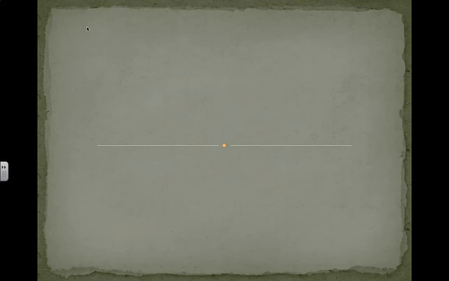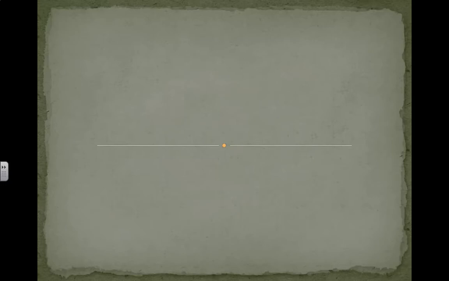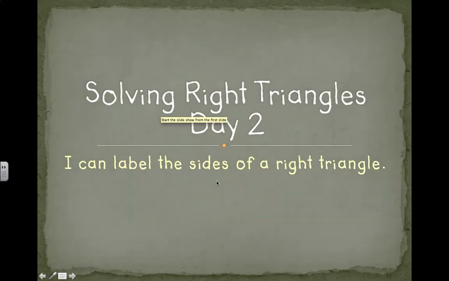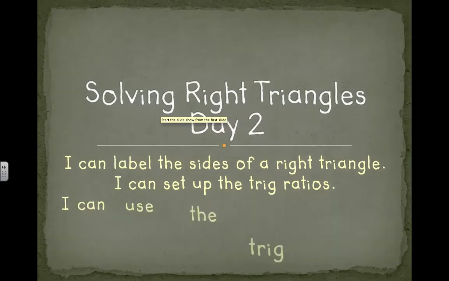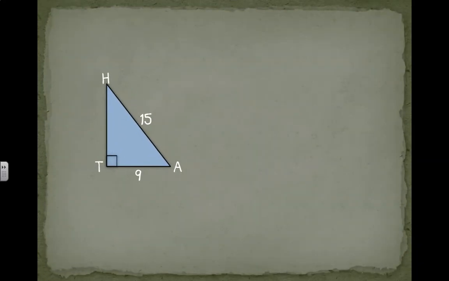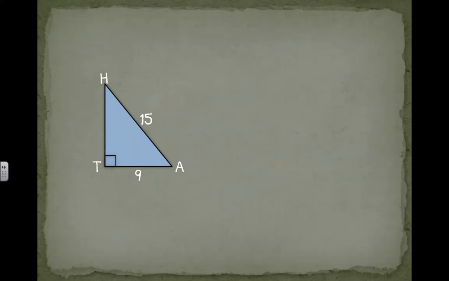We're going to have day 2 of solving right triangles. We're going to take a look at making sure that you can label the sides of a right triangle, that you can set up the trig ratios, and that you can use the trig ratios to solve for both missing side lengths and angle measures. So first thing, you've got to have a right triangle. And remember, you're going to have to decide which method to use.